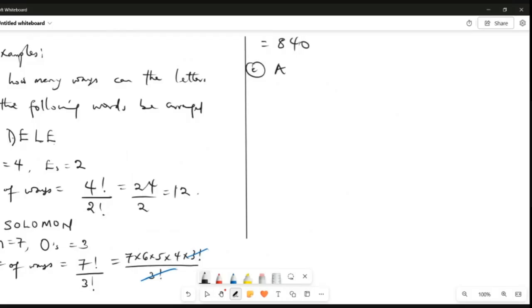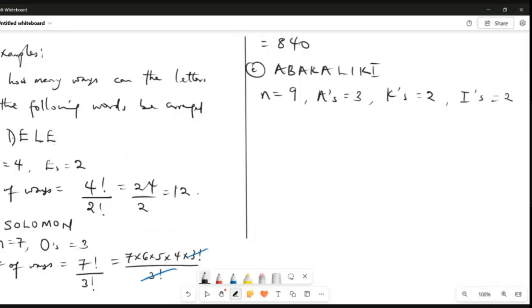Abakaliki. In how many ways can the letters of the word Abakaliki be arranged? Now the total number of letters that we have there: 1, 2, 3, 4, 5, 6, 7, 8, 9. 9. Okay. You have A's, and the A's are repeated. How many A's do you have? 1, 2, 3. 3 A's. How many K's do you have? 2 K's. Right? You also have 2 I's.